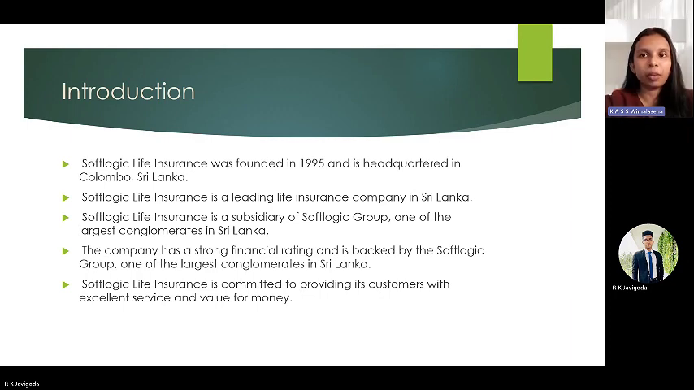and retirement plans. SoftLogic Life Insurance is committed to providing its customers with world-class life insurance solutions. The company has a strong track record of financial stability and has been awarded several awards for its customer service and innovative products. Now to continue with the next part of the presentation, let me invite Ishini.